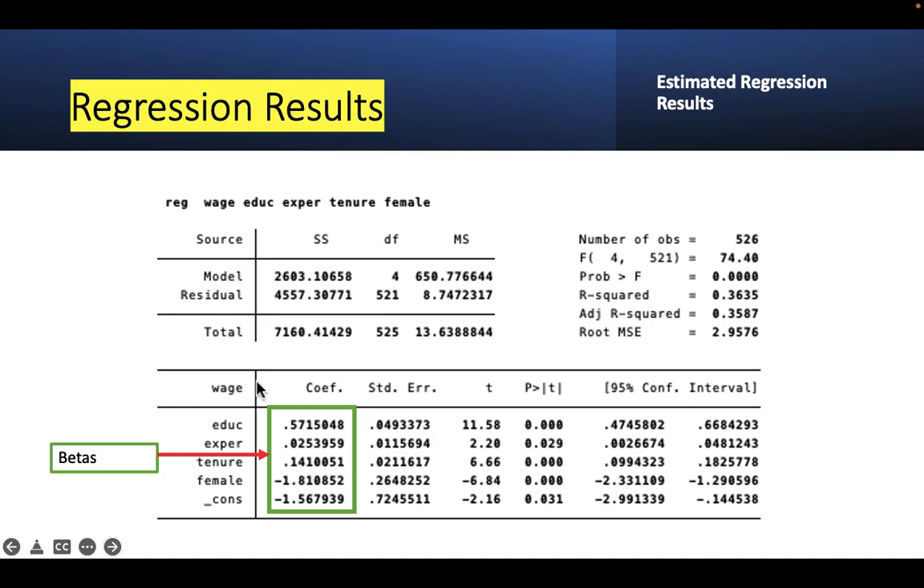So positive signs basically say that when education increases by 1 unit, wage, since it's a positive sign, increases by this amount. When experience increases by a unit, wage increases. But in this case, with gender, if you are a female, since this is a negative value, wages decrease by this much.